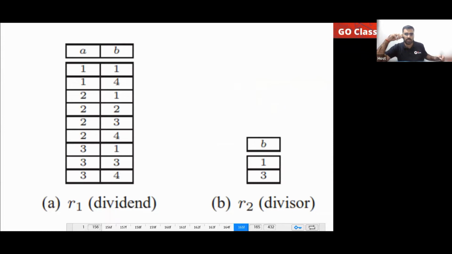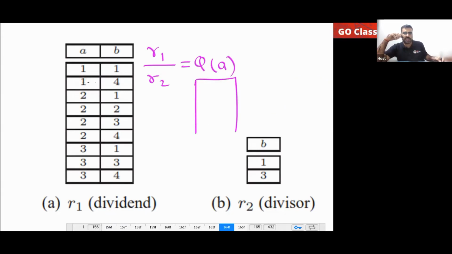So tell me what you will do now in this situation. Now you can very simply see that R1 divided by R2 is Q, A. Now you can notice this is the largest. Tell me, what will be the largest? Largest means I cannot take 1, because I want to satisfy this condition. Can I take 1? I cannot take 1.